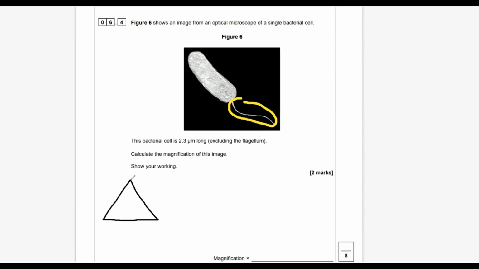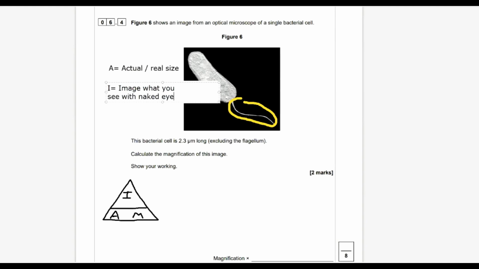So for magnification questions, you need to know off by heart the equation I AM. And you do a magic triangle with I at the top, A and M at the bottom. And that's where the A stands for actual size, or often called the real size. You can't see that with the naked eye. I is the image size, and that's what you actually see with your naked eye, like when you look through the microscope, or which is given to you in the exam to measure. M is the magnification. So let's rearrange this equation to find M, because that's what they're asking us to find.